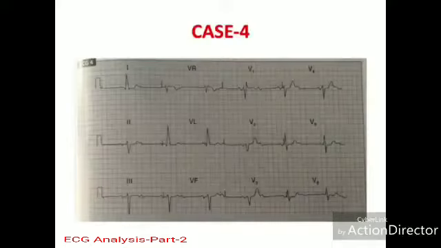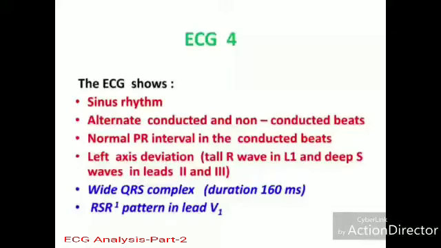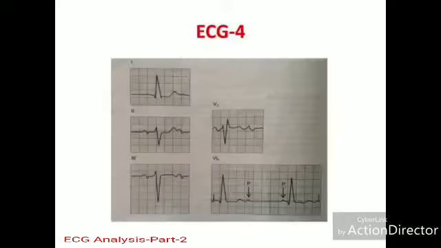On examination, regular heart rate of about 40 per minute, but no other abnormalities. This ECG shows sinus rhythm, alternate conducted and non-conducted beats, normal PR interval in the conducted beats, left axis deviation, tall R wave in lead 1, and deep S waves in lead 2 and lead 3. Wide QRS complex, duration 160 milliseconds, RSR dash pattern in lead V1.